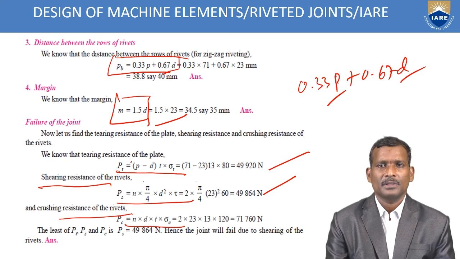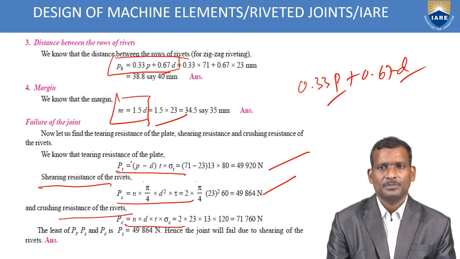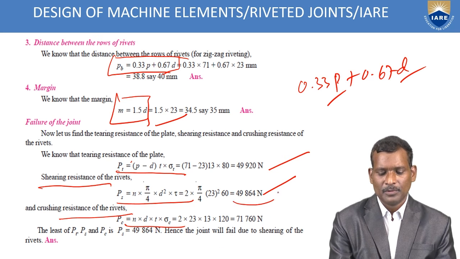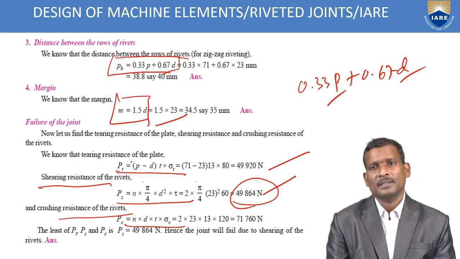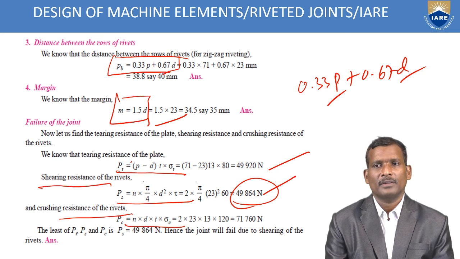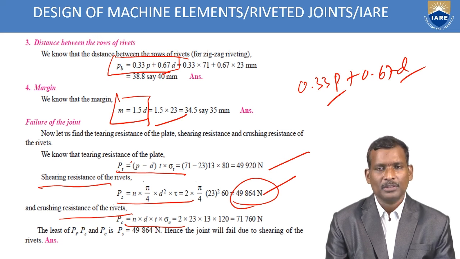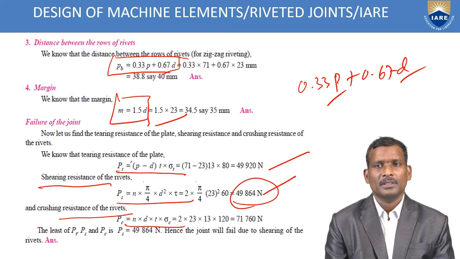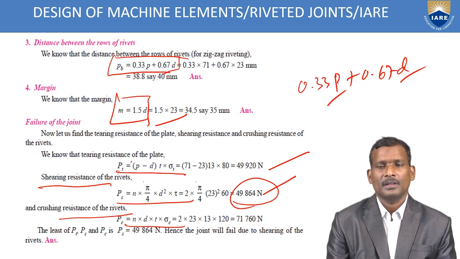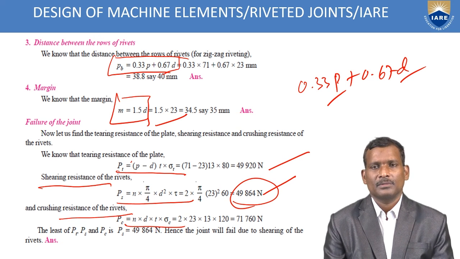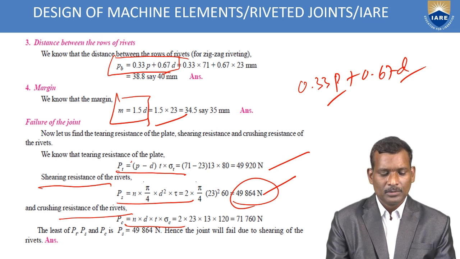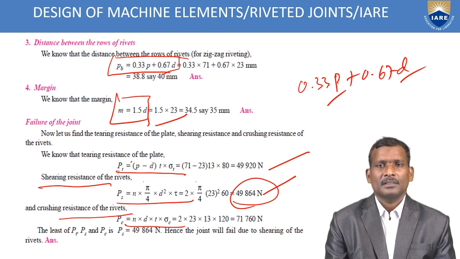Which value is the minimum, the least value? Here the least is 49864, and that is the shearing resistance. Hence the joint will fail due to shearing of the rivets. You can say the joint fails due to shear failure. Clear? So like that, you have to solve this type of problem. Clear? And then calculate the efficiency of the joint.